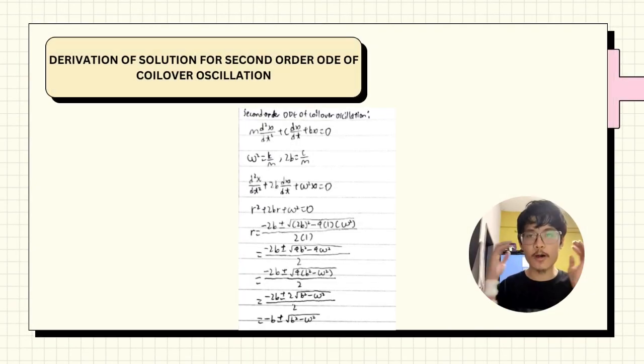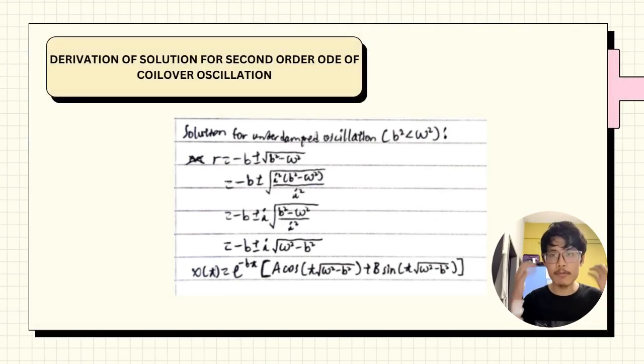To derive the solutions for this second-order ordinary differential equation, first we have to understand that the square of the angular frequency of oscillation, given by omega squared, is equal to the spring constant K divided by the mass of load M. And 2b is equal to the damping coefficient C divided by the mass of load M. Using these relations, we divide both sides of the equation by the mass of load M to find this form of equation. Then we use this homogeneous equation to find its roots, which are given by negative b plus or minus the square root of b squared minus omega squared.